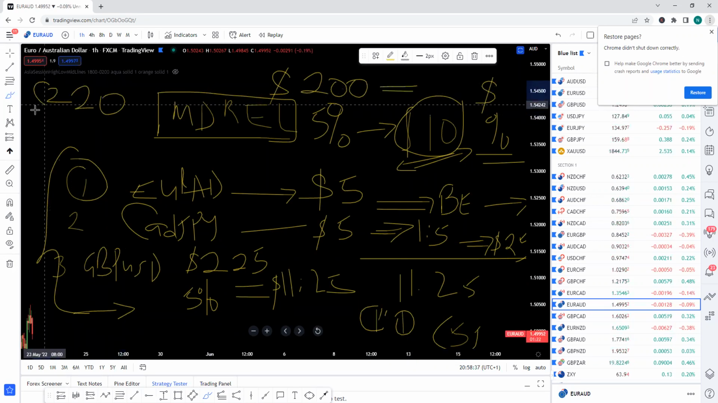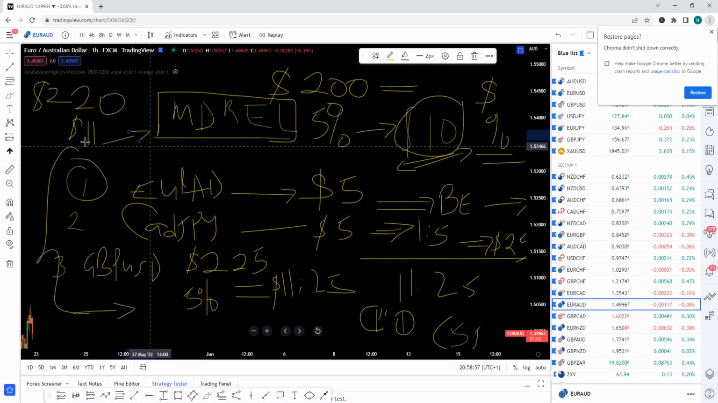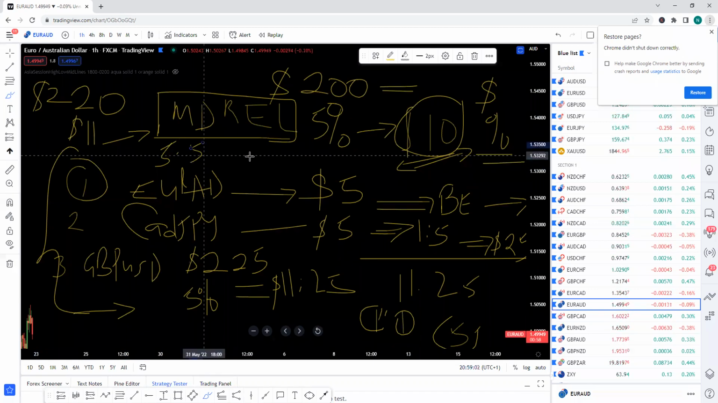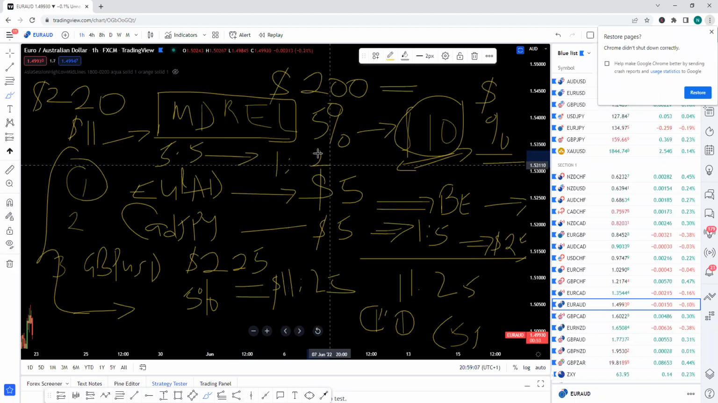$220. Okay, so you're going to find 5% of $220. So 5% of $220 is what, guys? Let's just say it's $11. So this $11 now is your maximum daily risk exposure limit. If you divide it by 2, you get 5.5. So the next trade you take, you won it by 1:2. That is, you risk $5.5 and you now got 1:2, meaning that you have won $11.